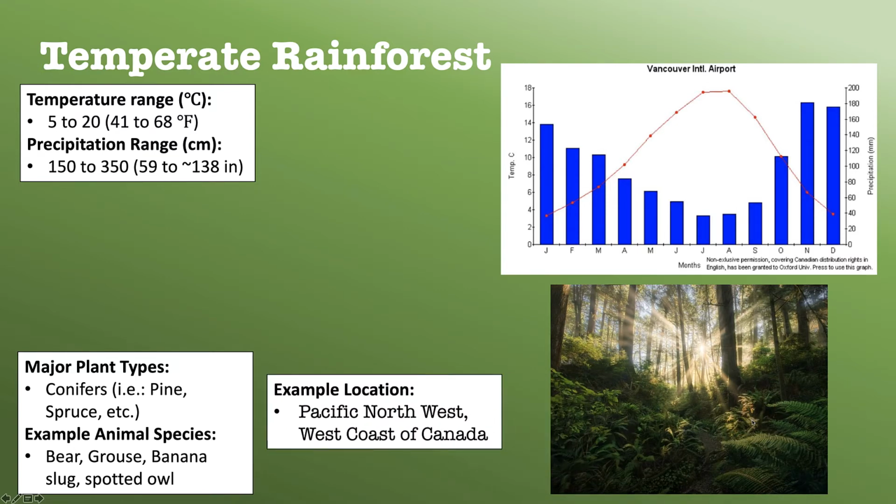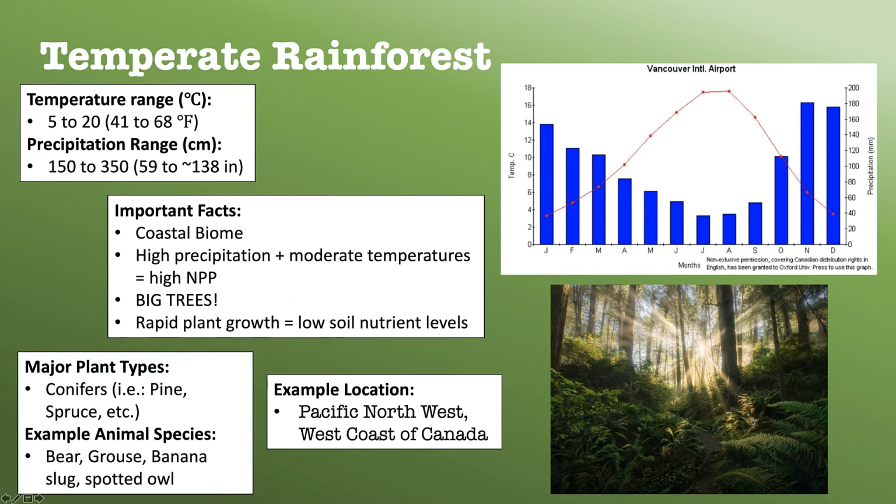Pacific Northwest and the west coast of Canada are perfect examples of this biome. There are other places, but these are the largest stretches. It's a coastal biome. You only find temperate rainforests along coastlines. You will not find them inland. You need to have that steady flow of moist air coming off the ocean to get this to work.